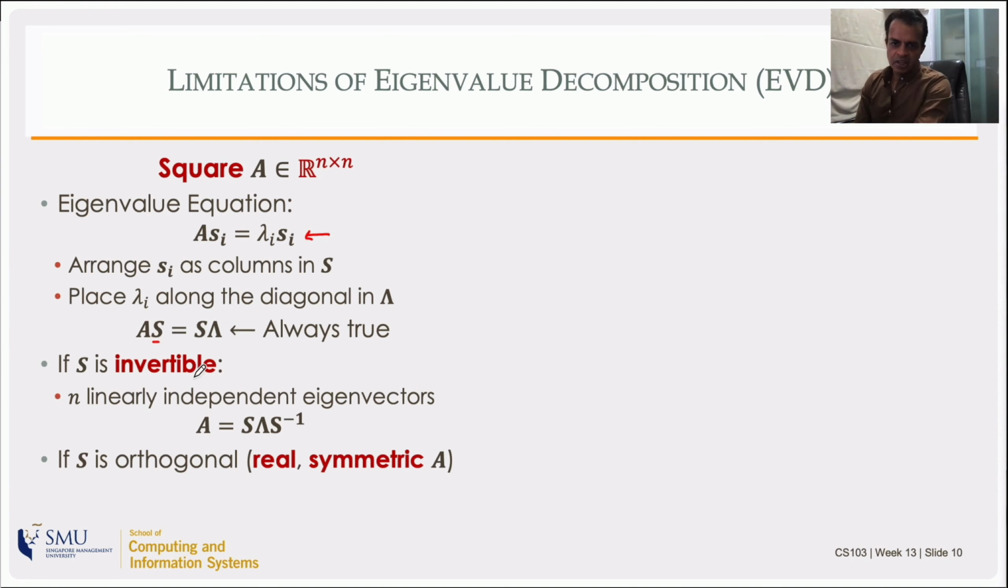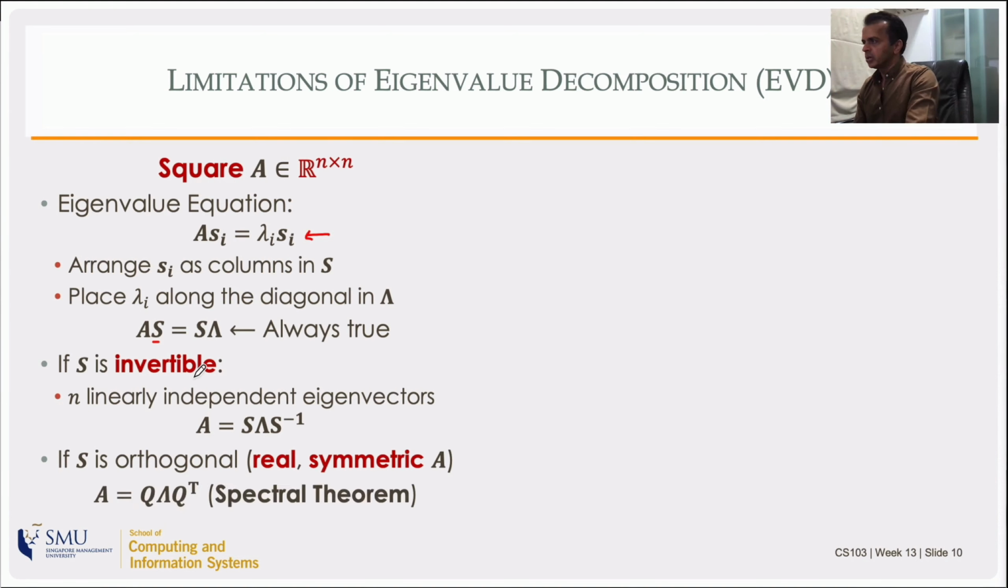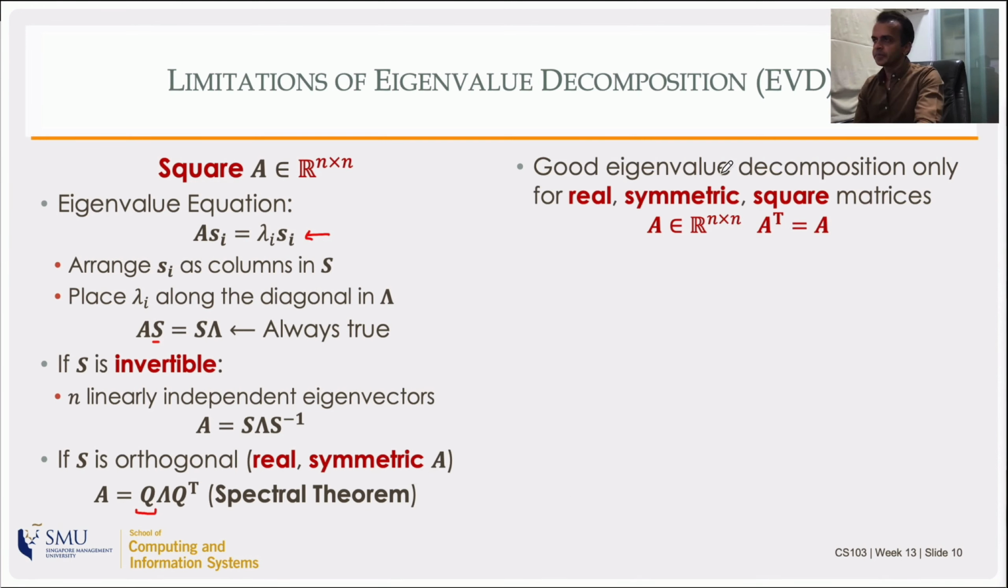This works especially well for real and symmetric matrices because we are guaranteed to have eigenvectors that are orthogonal to each other. Then you get an orthonormal matrix. We typically call that Q, and its inverse, which takes the place of S inverse, would be just Q transpose. That is a property of orthonormal matrices. So we can write A is equal to Q lambda Q transpose, which is the spectral theorem. So for eigenvalue decomposition, A has to be square, it has to be real, and A transpose is equal to A, it has to be symmetric. That's when we have good eigenvalue decomposition of the kind in the spectral theorem.